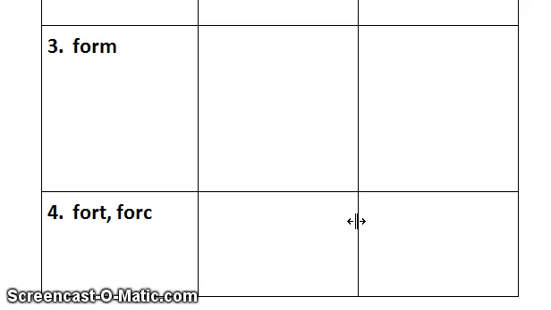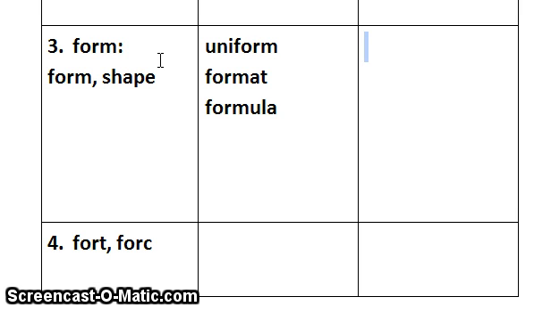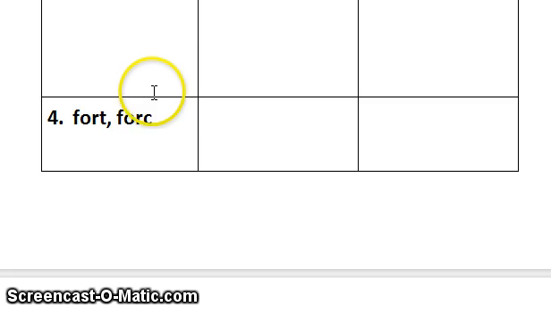All right, moving on, we're at form, and form is another one of those roots that's the same as we've already had in the intro unit. So you can go ahead and just write form or shape, and I know that you can come up with some words here like uniform or format, formula, and I know that you can put in a picture. You can go ahead and pause the video if you want to. I'm going to keep moving.